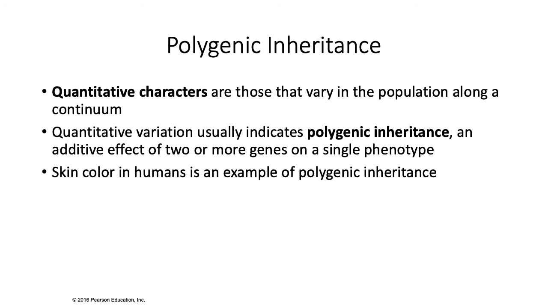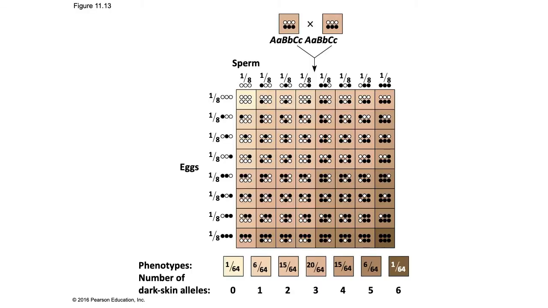It's also possible for multiple genes to affect one trait. We call this polygenic inheritance. A commonly used example of polygenic inheritance is skin color in people. Skin color is determined in part by how much melanin you have in your skin.